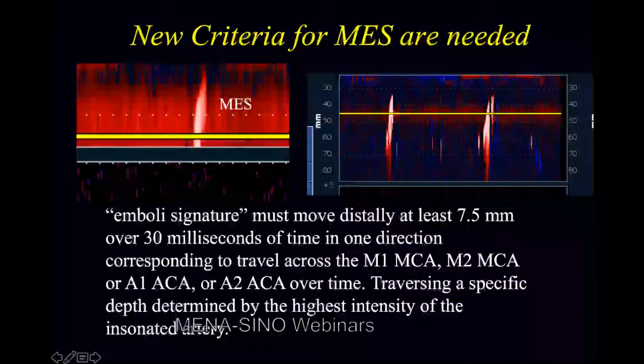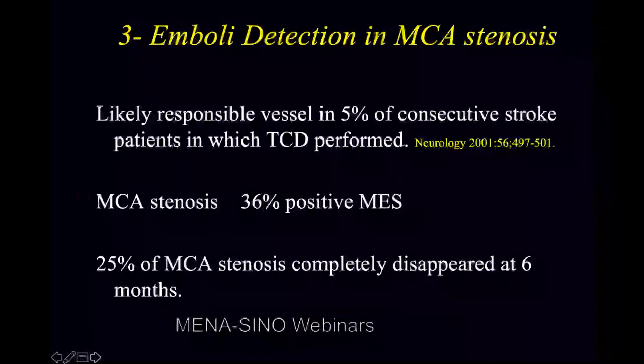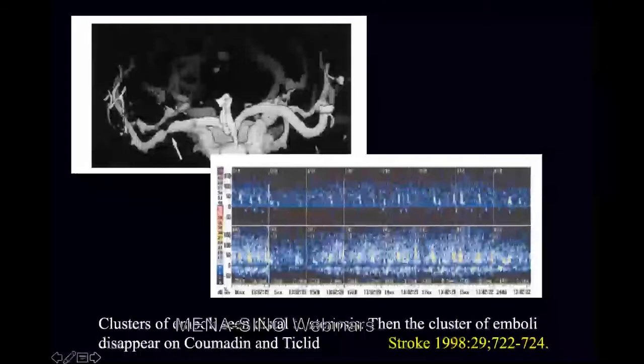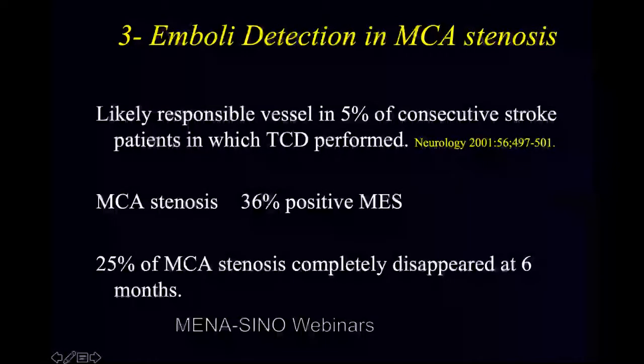This is the new criteria of TCD on M mode. I'm going to pass it quickly. In this study, they looked at all patients with MCA stenosis, and they picked up positive microembolic signals in one third of them, 36%. And the interesting thing is, in 25% of MCA stenosis, the emboli completely disappeared at 6 months with treatment.